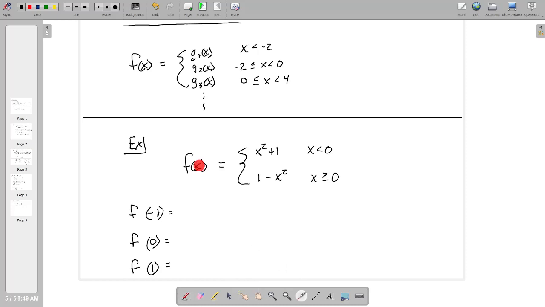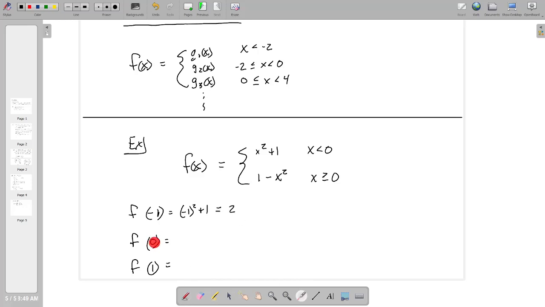So here, x, of course, would be replaced by negative 1. So x here would be replaced by negative 1 as well. We want to start by looking at the condition. Is negative 1 less than 0? Yes, so we use this function. So f of negative 1 will become negative 1 squared plus 1 because I'm plugging x into this function, my x being negative 1. Now you just resolve and you get 2.